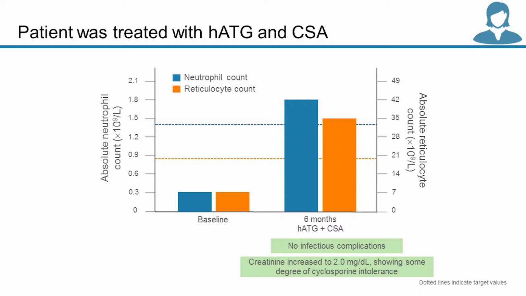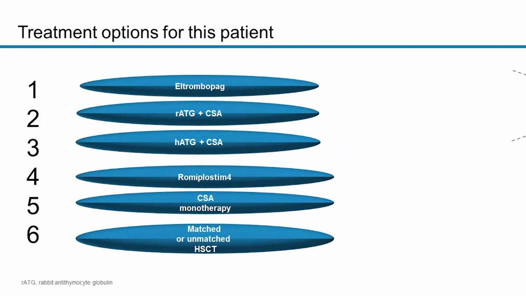So after 6 months, she had these counts, which are somewhat improved, if you go to the next slide. Although she still remained transfusion dependent for red cells occasionally and platelets more often. So she obviously required more therapy. She didn't have an infection, but she had a mild cyclosporin intolerance, with a creatinine of 2. So these are the options that we presented.